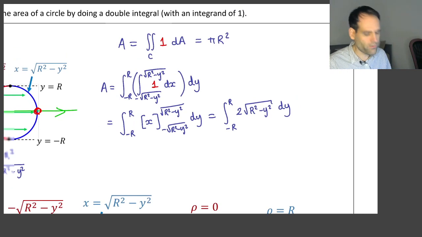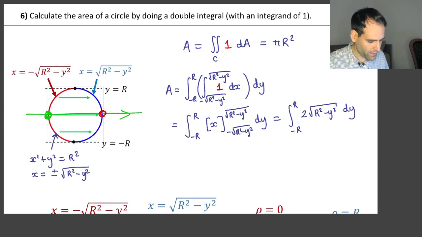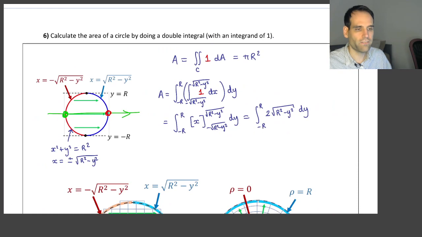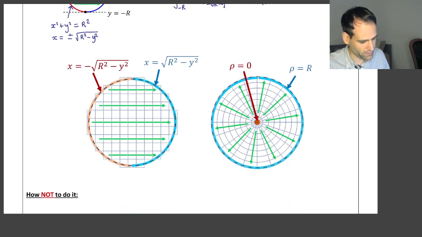And this is a relatively ugly integral to solve, okay? It's not impossible, but it's very ugly. So clearly, integrating a circle using rectangular coordinates is not smart. It's clearly better to integrate a circle using polar coordinates. Why is that? Because in polar coordinates, the limits suddenly become really easy.